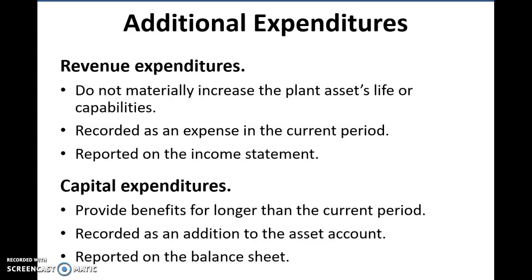As opposed to capital expenditures, which provide benefits for a longer period of time than the current period. Capital expenditures are recorded as an addition to the asset account. They are capitalized and reported on the balance sheet.